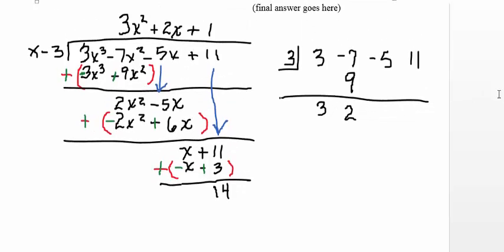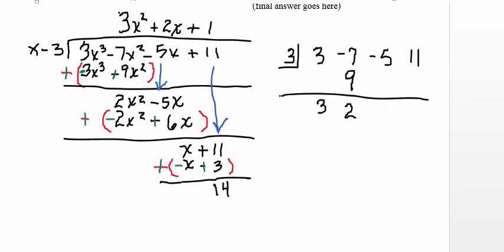repeat the process. 3 times 2 is 6. And notice how that 2 in my synthetic division, the 9 is the 9x squared in my long division. It's the 9 of the 9x squared. The 2 is the 2x squared under the 9x squared. The 6 is the 6x under the negative 5x in the long division. And I keep repeating this process.